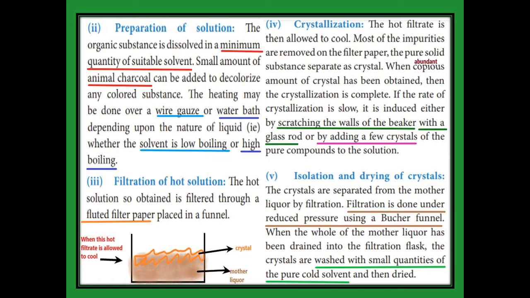The next one: if we get the crystal in the Buchner funnel, it still has some impurity, so we have to wash the crystal with small quantities of pure cold solvent. Then afterward we have to dry that crystal. Then only we get the pure organic compound.